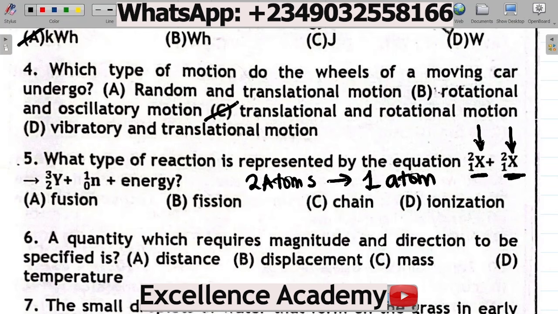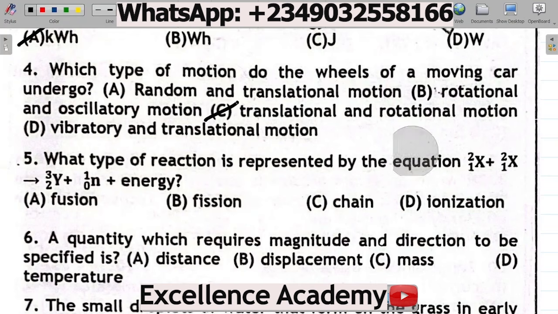So with this, we can say that two atoms are combining to form one atom, and this is what is known as fusion. When we talk about fusion, we mean two things are combining to form one, or two or more things are combining to form a lesser number of products. So because of this condition, number 5 is A. It's a nuclear fusion, so it's a fusion reaction. That's your correct answer.